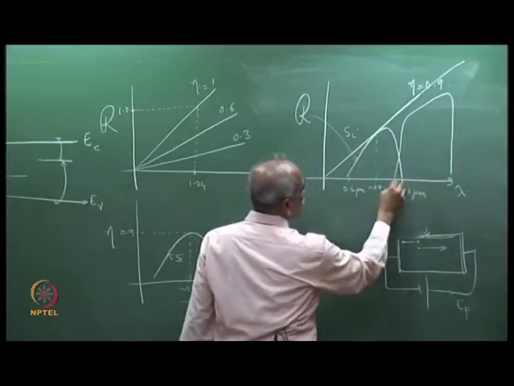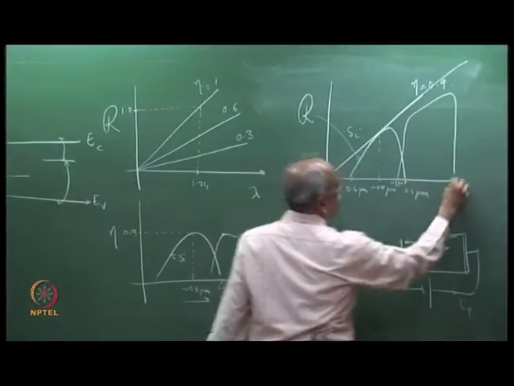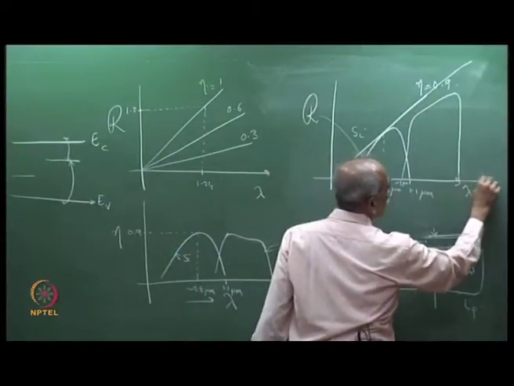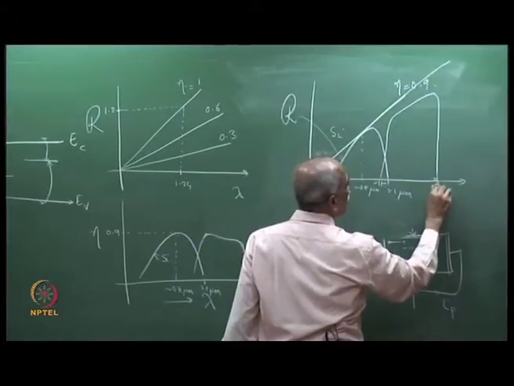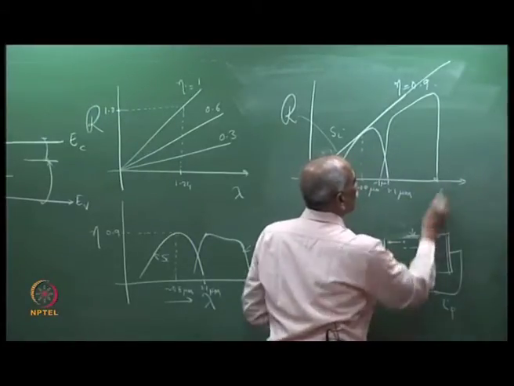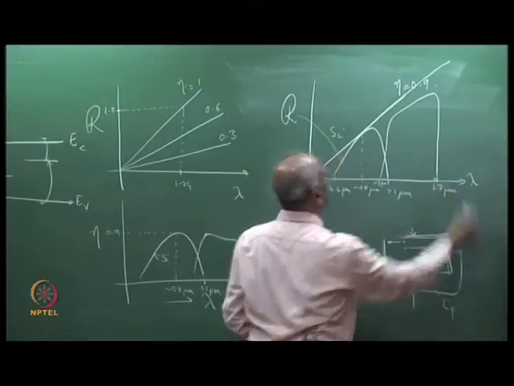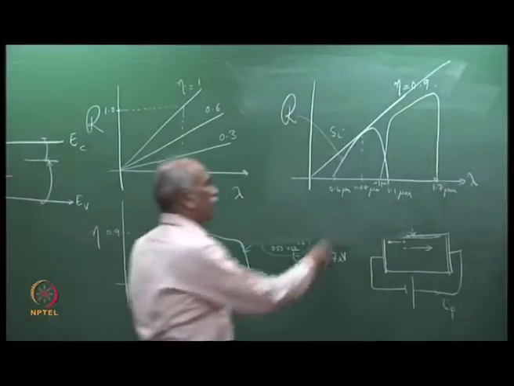So, this is approximately around 1 micron and goes up to 1.7 micrometer. So, this is for indium gallium arsenide.